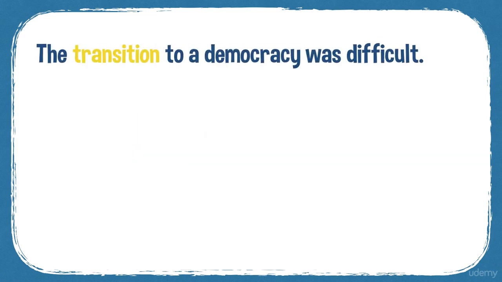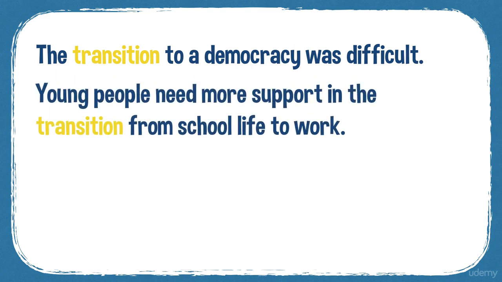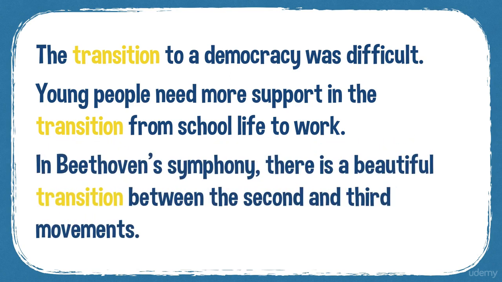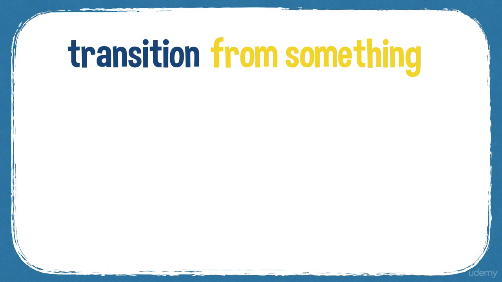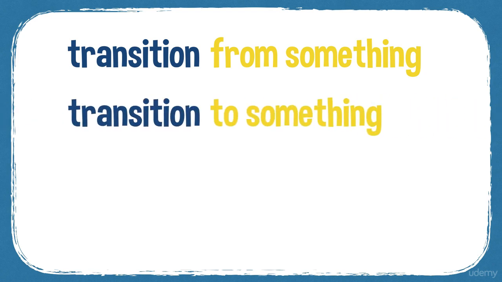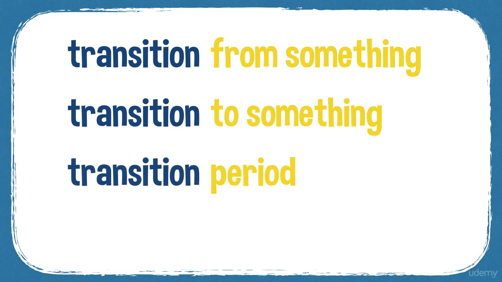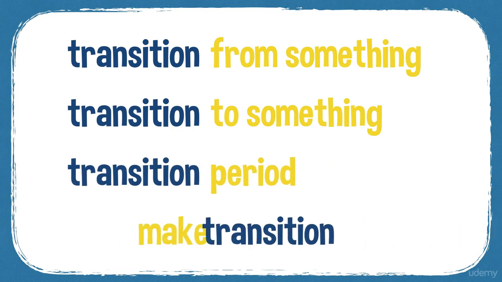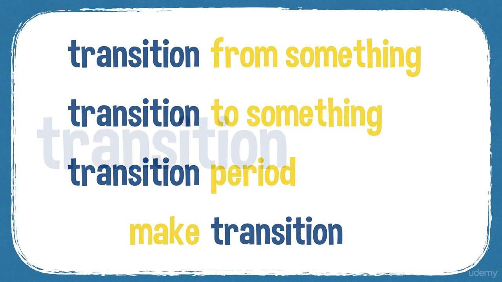Some examples here. The transition to a democracy was difficult. Young people need more support in the transition from school life to work, so when they're making an important change. In Beethoven's symphony, there is a beautiful transition between the second and third movements, so there's a change between the different movements there. Typical collocations are a transition from something or to something. We also talk about transition periods, and you can make a transition.